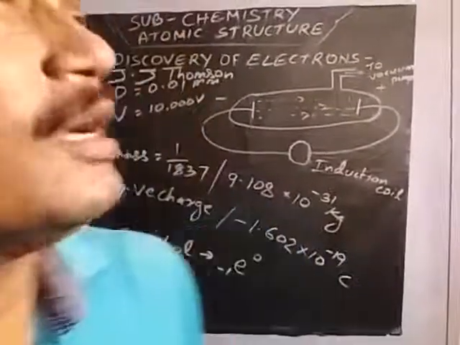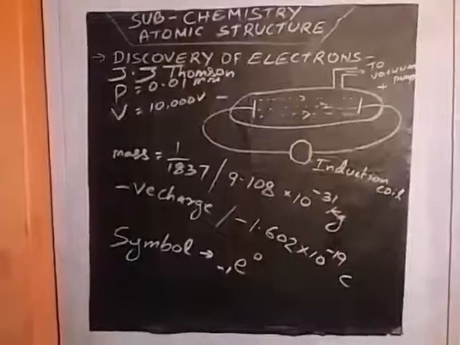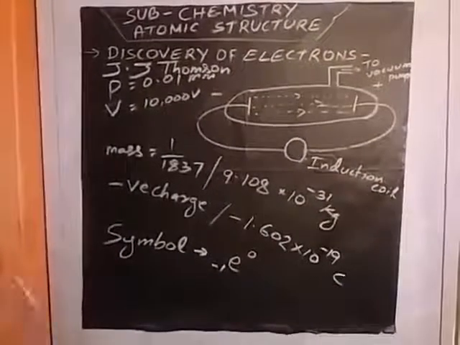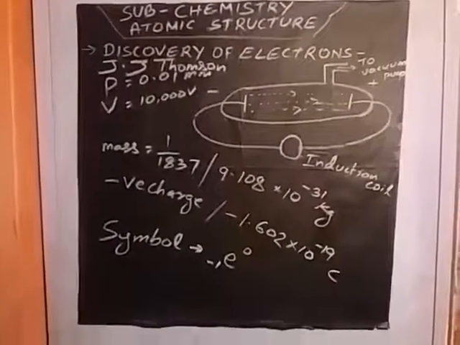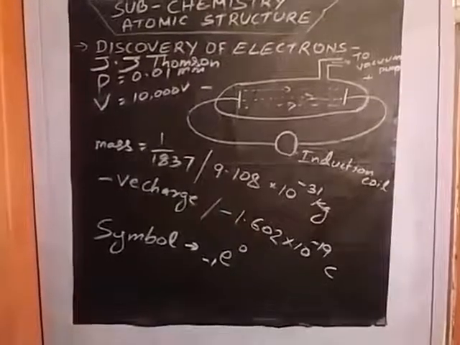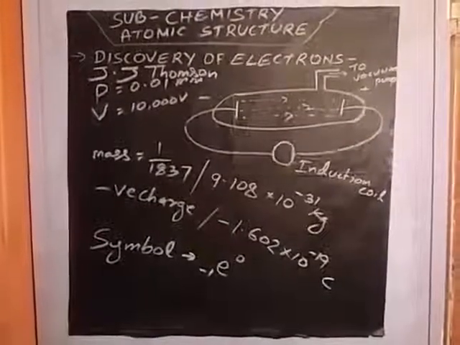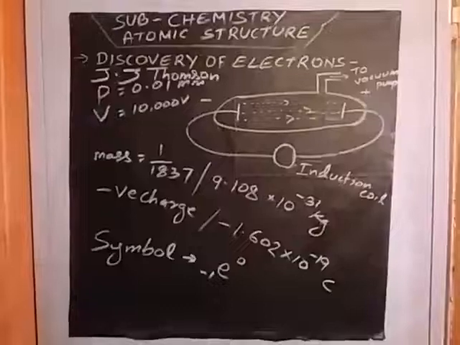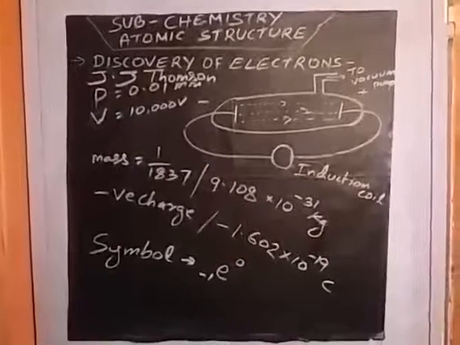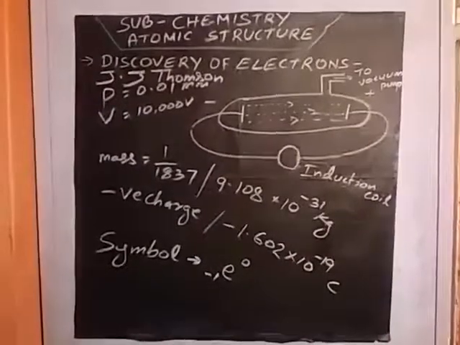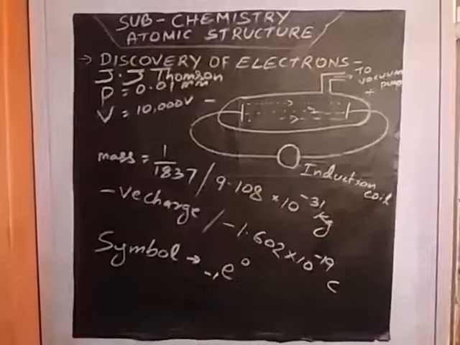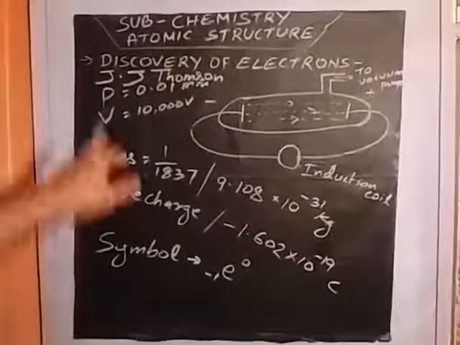Hello students, I am going to teach chemistry atomic structure. Do you know, in atomic structure an atom is electrically neutral. It contains the same number of electrons and protons. So that's why today I will discuss the discovery of electrons by J.J. Thomson.